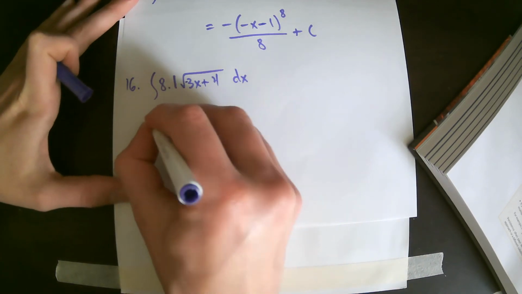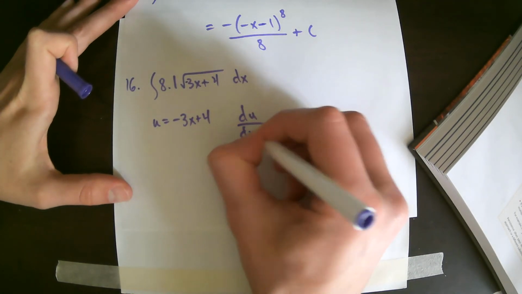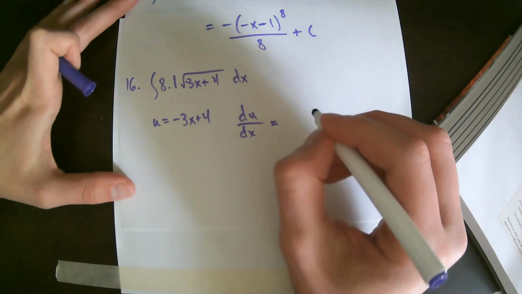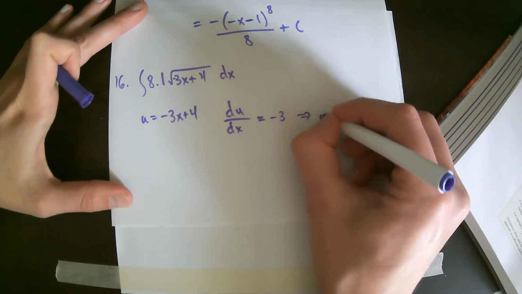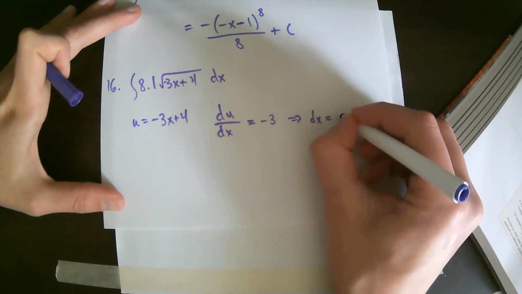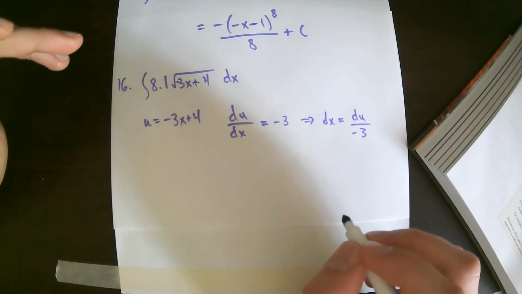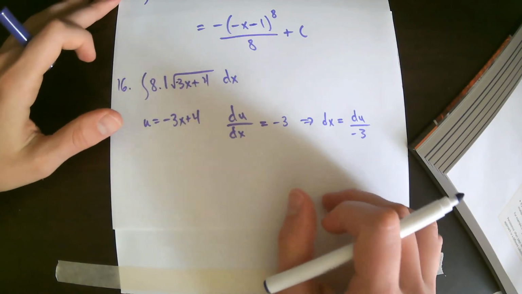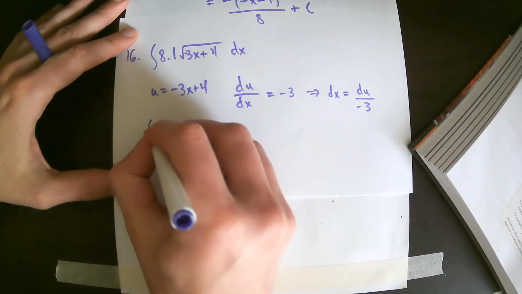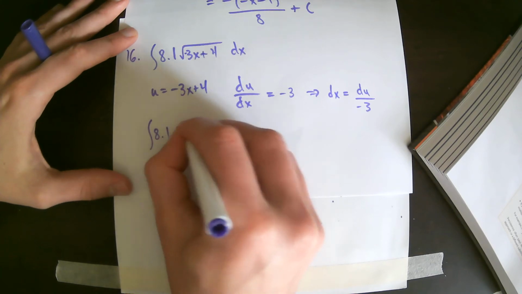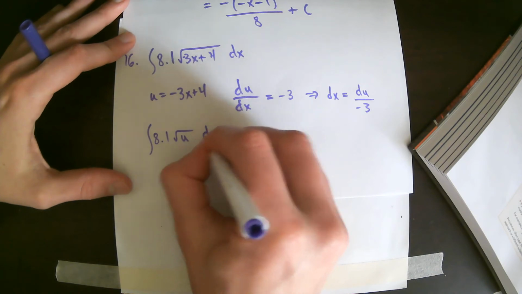Let's see, we can let u equal negative 3x plus 4, then du, the derivative of u with respect to x, will be negative 3. That implies that dx is equal to du over negative 3. And then this turns into the integral of 8.1 times square root of u. dx is du over negative 3.